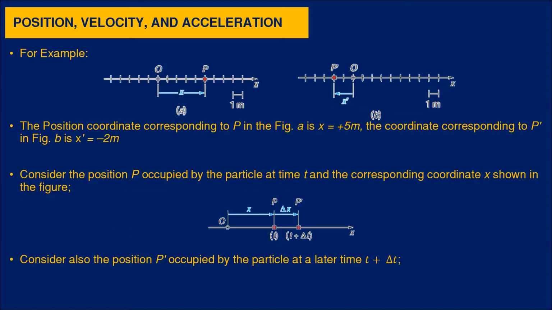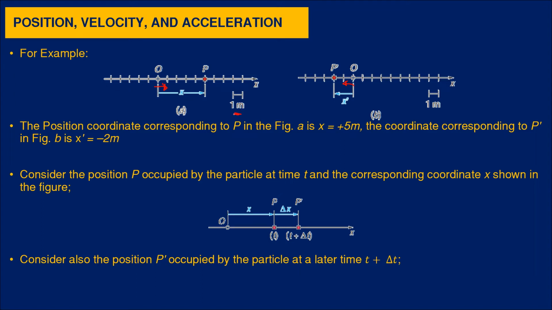For example, the position coordinate corresponding to P in figure A is equal to positive 5 meters. Why? Because it is going to the right of O. Now, the coordinate corresponding to P prime in figure B is negative 2 meters. Why? Because it is going to the left of O. So, why 5 meters? Why 2 meters? Because we set our interval to be 1 meter.